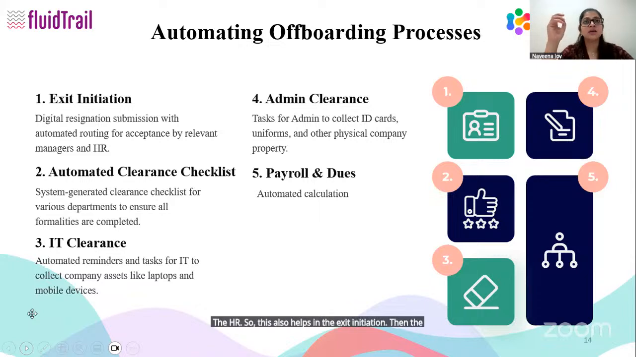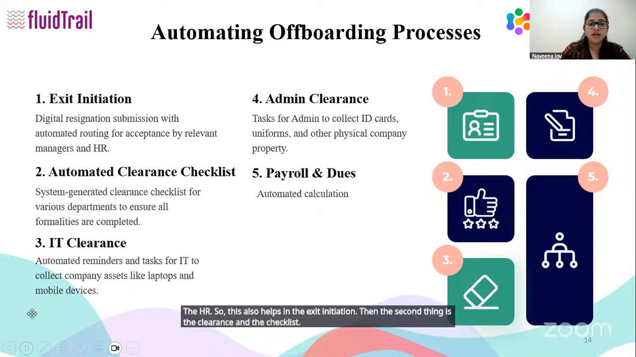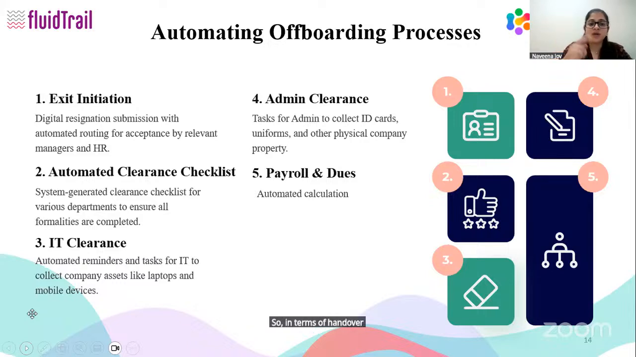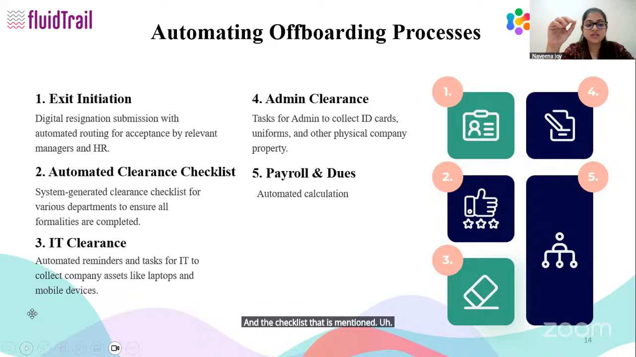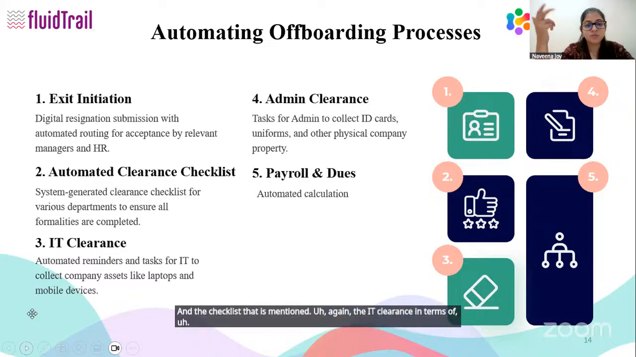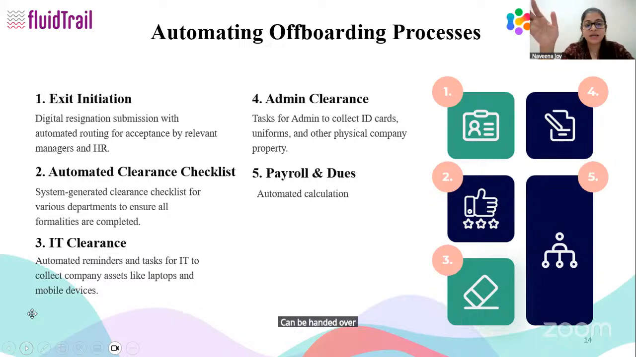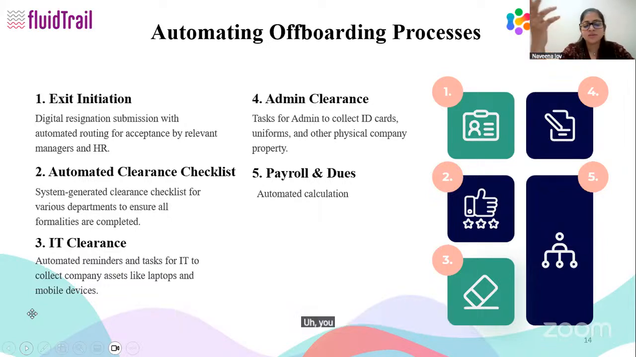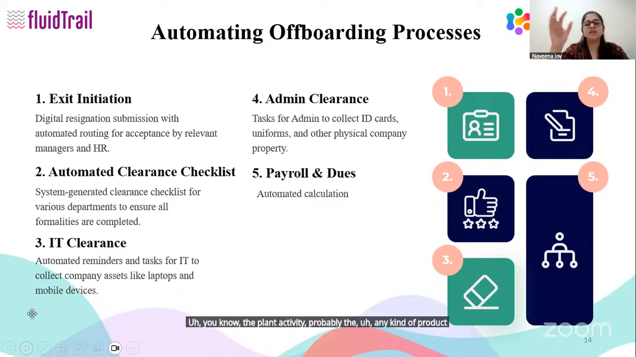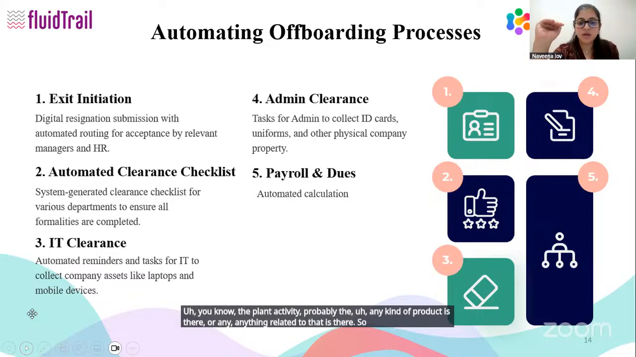Then the second thing is the clearance and the checklist, in terms of what is to be handed over and handover completion. This can be done through the formalities and the checklist that is mentioned. Again, the IT clearance in terms of laptop, email ID, and mobile phones can be handed over, and automatically this can be approved by IT. Admin clearance covers ID cards and uniforms, or any kind of plant activity or product, or anything related to that. That can also be cleared in a way.